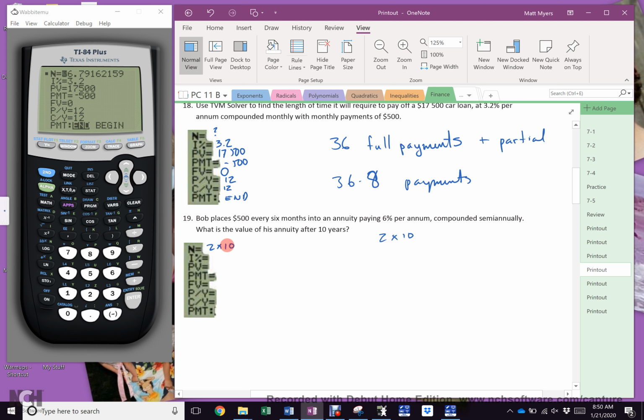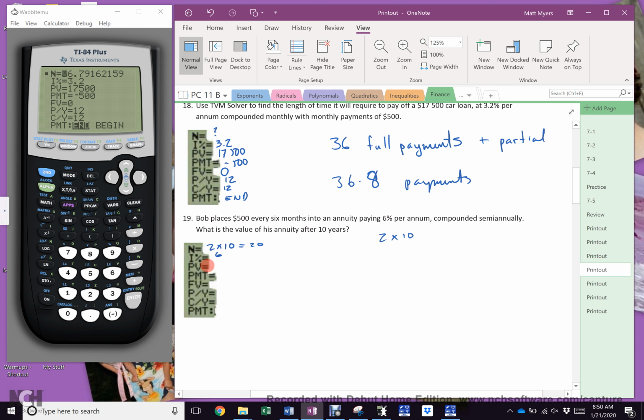So 2 times 10, or we could just enter 20 there, right? If the number is big, you can put an operation in there. Like if I was paying once a month for 25 years and you can't do 12 times 25 in your head, right? You may want to use an operation there. Everybody cool? What's my interest rate?